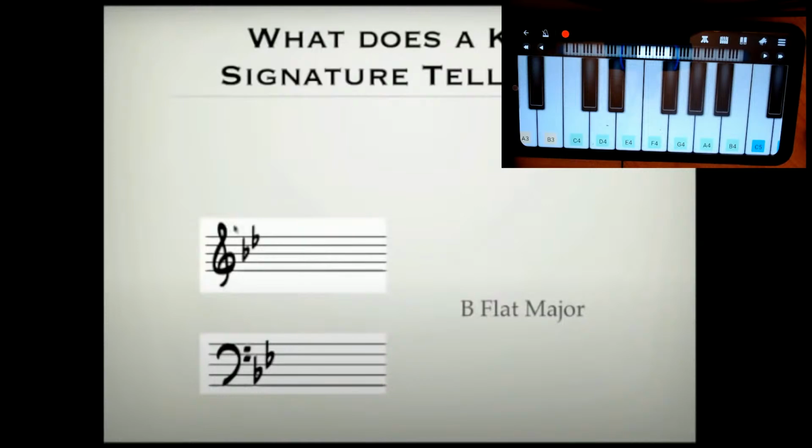So the two notes in a B flat major scale that have accidentals are what? We played them, but we also have them shown right here. Raise your hand. Which two notes?